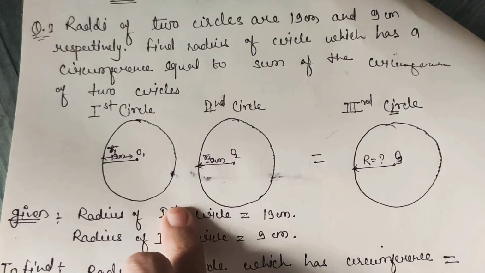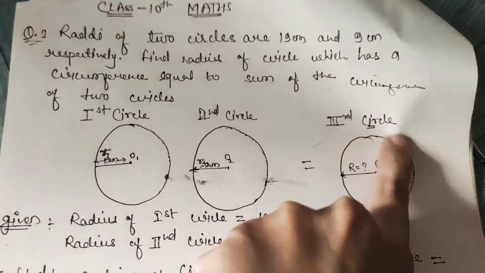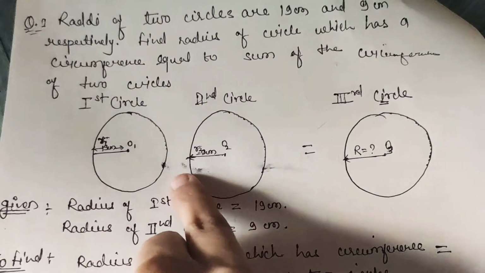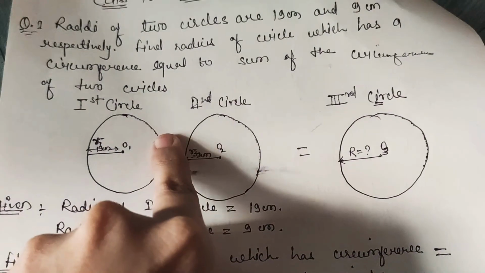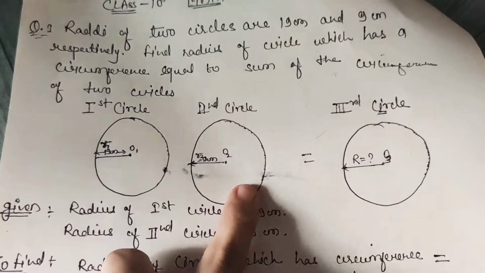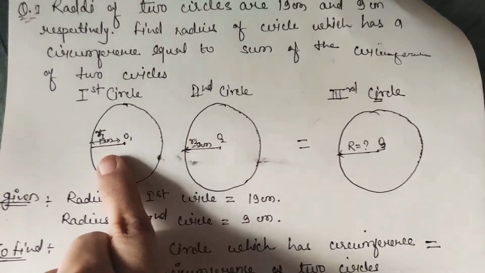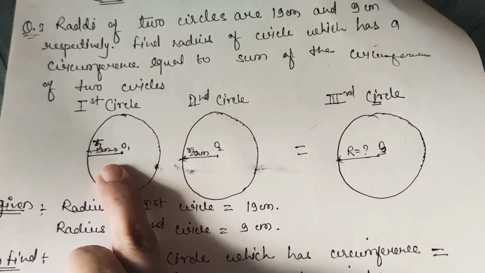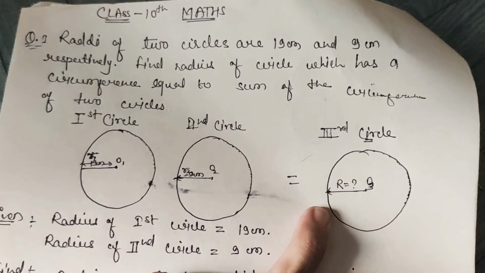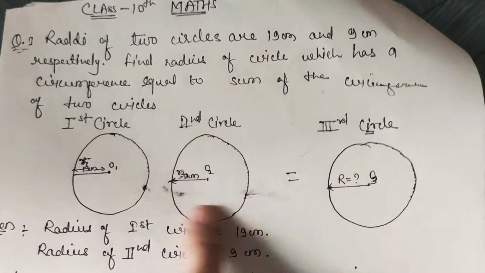The question says the radius of the circle which has a circumference equal to the sum of the circumference of two circles. Now small r1 is the radius of the first circle, which is 19 cm, and small r2 is the radius of the second circle, which is 9 cm. Now what we have to find? We have to find the radius of the third circle, whose circumference is equal to the sum of the circumferences of the two circles.